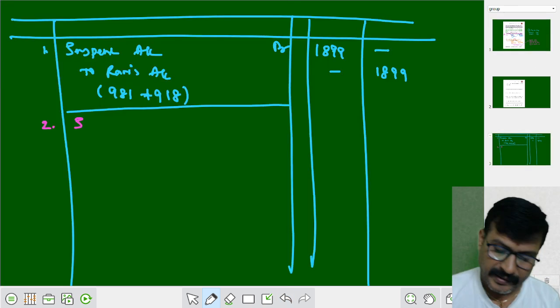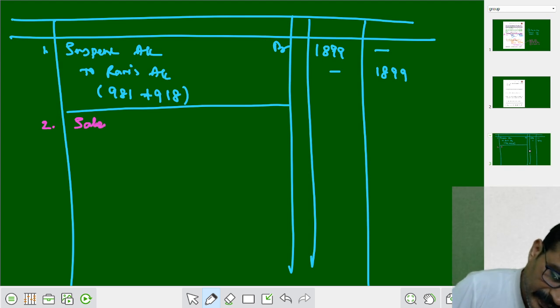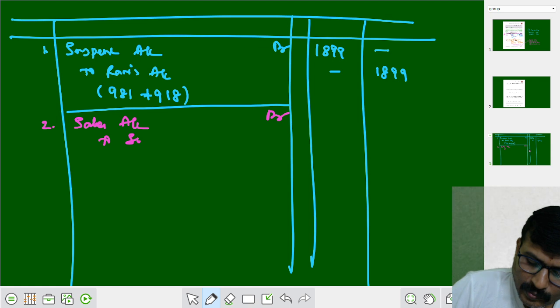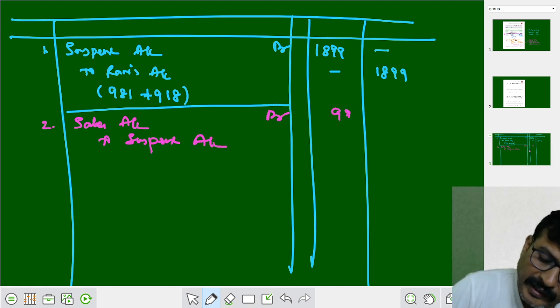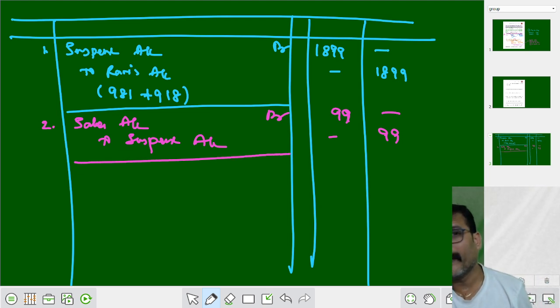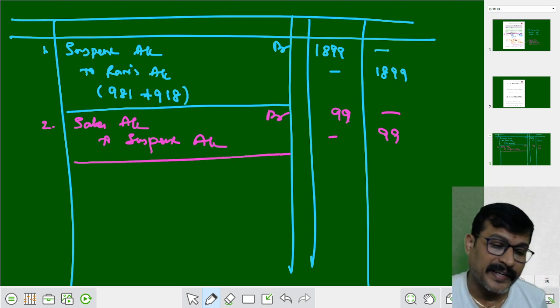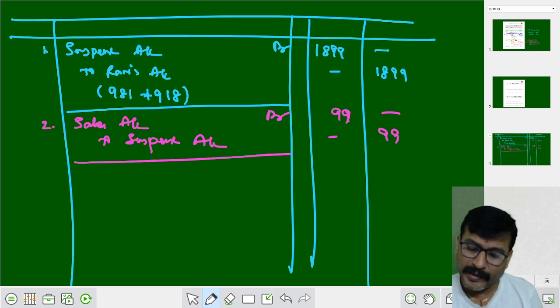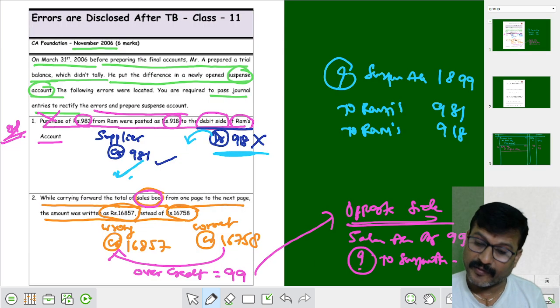Sales account debit to suspense account 99-99, being over credit in sales account is rectified.